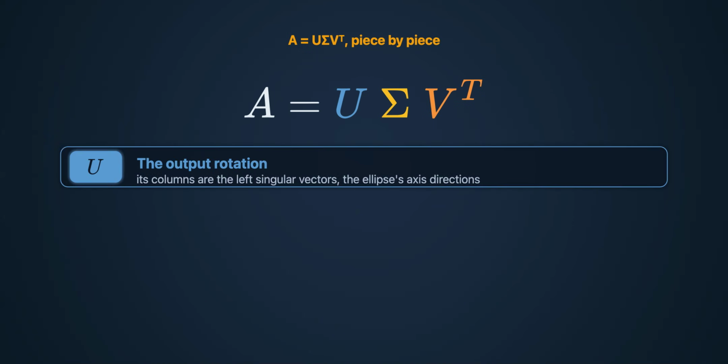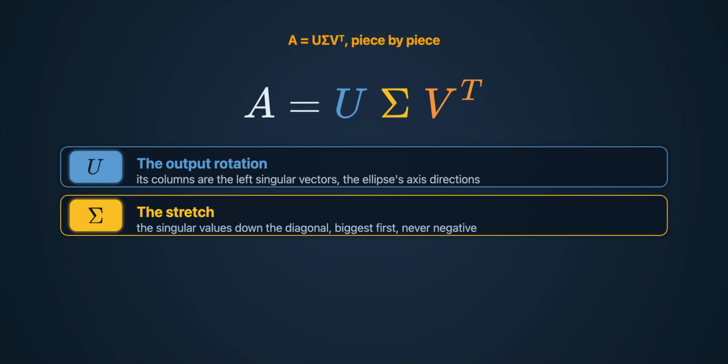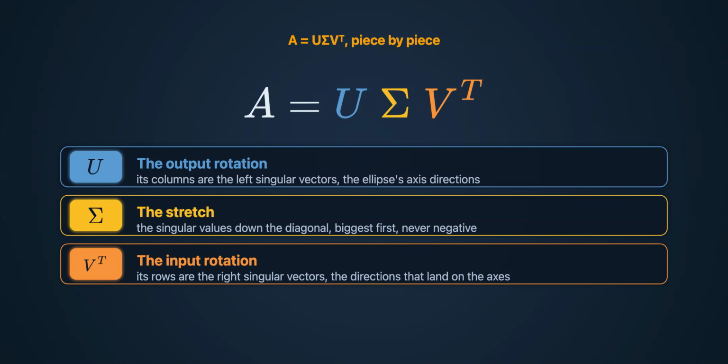U is the output rotation. Its columns, the left singular vectors, point along the ellipse's axis. S is the stretch, and nothing else, just the singular values down the diagonal. Biggest first, and never negative. They are the lengths of those axes. And V transpose is the input rotation. Its rows, the right singular vectors, are the perpendicular directions that get mapped straight onto the axis.